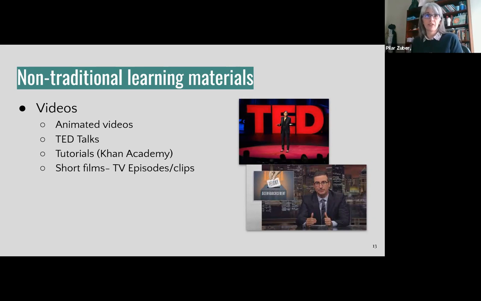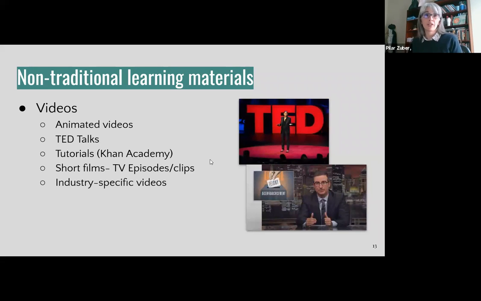John Oliver is one that we do give a little bit of a disclaimer. He likes to curse, just so that students are prepared for that. But we have found that his work is really reliable. I mean, they do a great deal of research. And so it's a fun way of getting that information across.